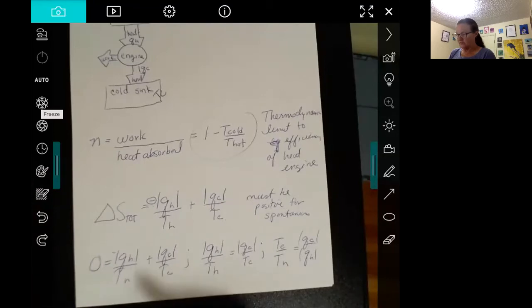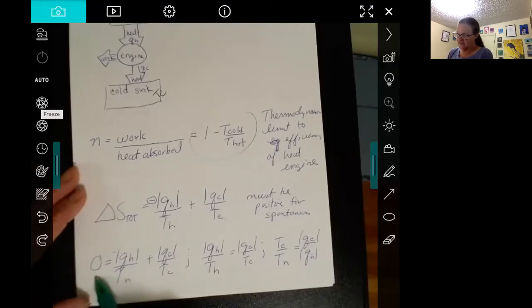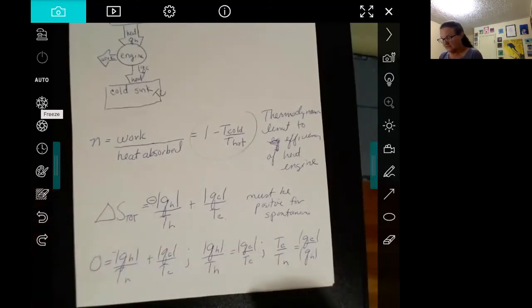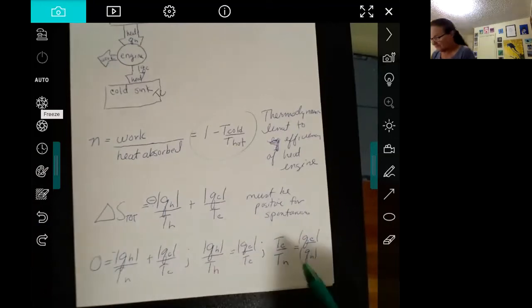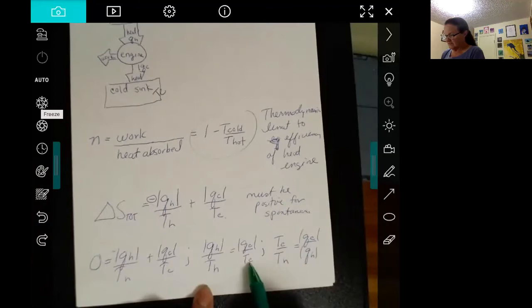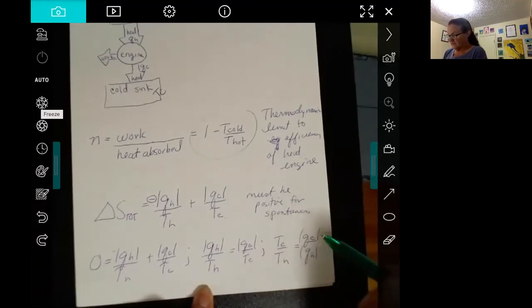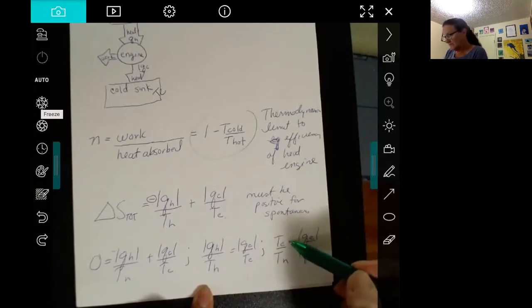And the point at which it just turns spontaneous is, we'll say, at 0. So it switches from negative to positive. So if the delta S total is 0, then this is negative, that's positive. So I can take the negative QH over to the left-hand side. And then it's easy to see, I can just take the T cold up here and the QH down here. And the ratio of Q cold to Q hot is equal to T cold over T hot.